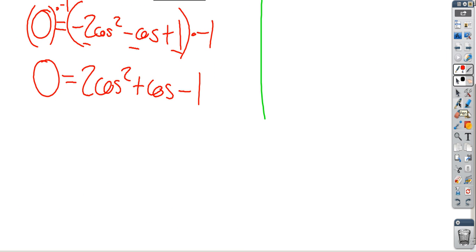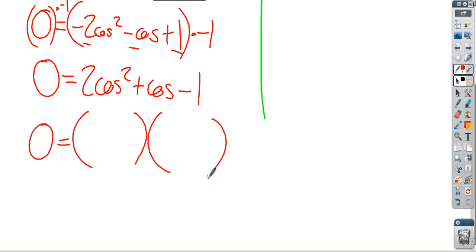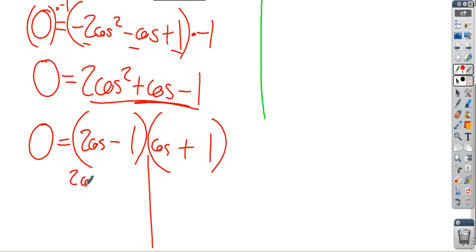Okay, so this is now going to factor. This is a strategy that we've used before. So how do we get the 2 cosine squared? It was 2 cosine times cosine. And then how do we get the 1? It's only 1 times 1. And the signs have to go like this, positive and negative. That's the only way it would FOIL out to this thing. So now let's set each of these equal to 0.